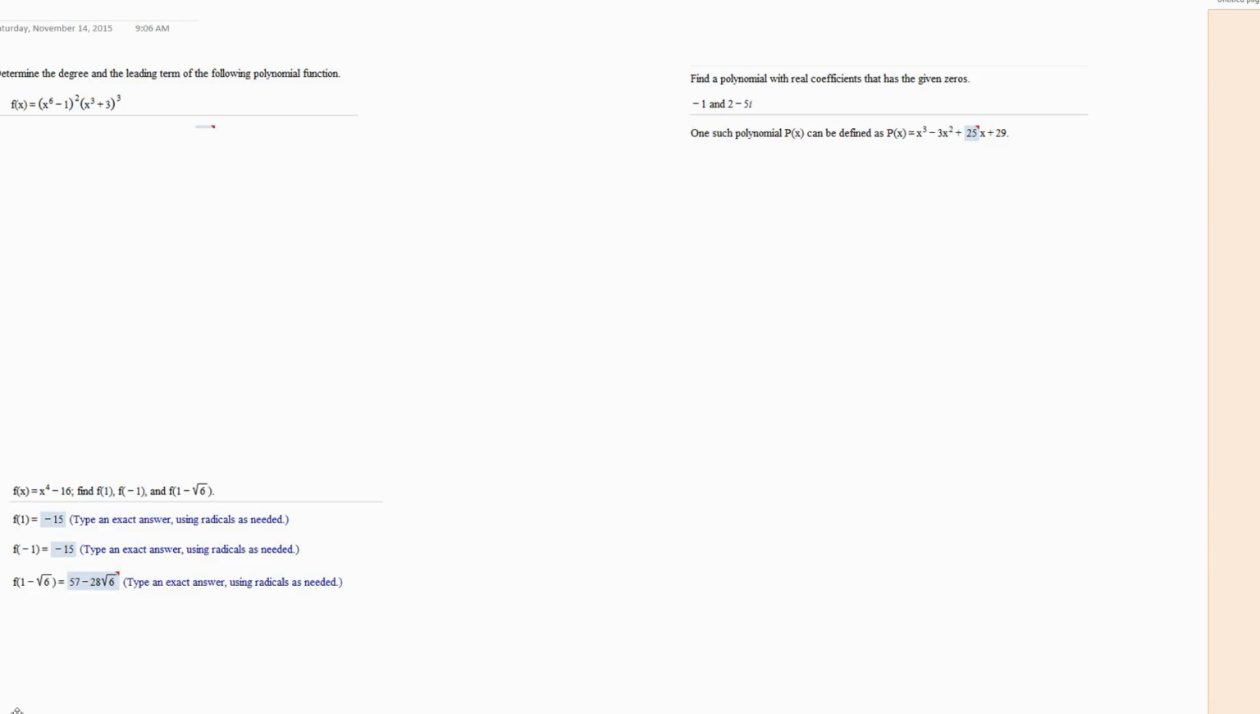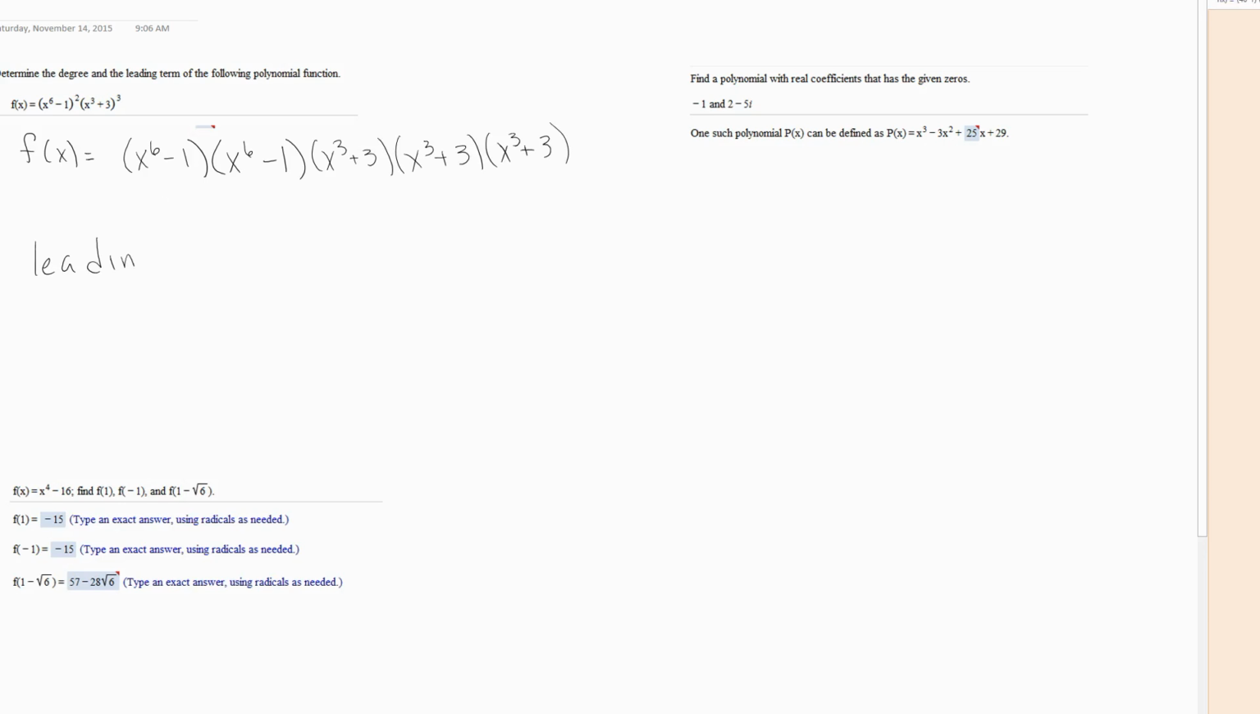So the first one says, determine the degree in the leading term of the following polynomial function. Now, we have f of x equals x to the 6th minus 1 squared. So we'd have x to the 6th minus 1 times x to the 6th minus 1, times x cubed plus 3 cubed. Now, the good news is we don't have to multiply this all out. But what we want to think of is what would happen if we multiplied to get the leading term.